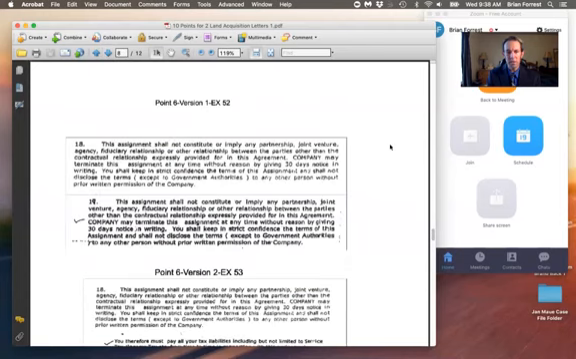Point number 6, version 1, the content of clause 18 and clause 19, as you can see, the content is the same.